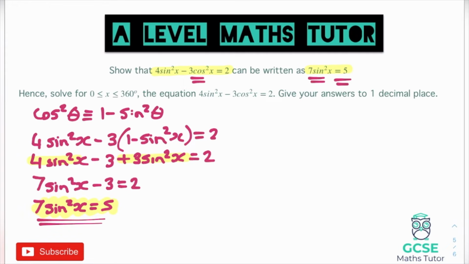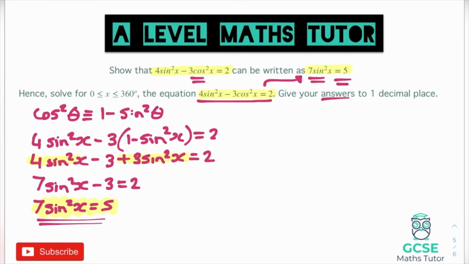Part B here says, hence solve for values between 0 and 360, including 0 and 360, that this equation here is equal to 2. So we're going to solve this equation, and we're going to give our answers to 1 decimal place. So we'll have a look at this and think about how we'll go about answering this. Now, of course, this equation here we have just shown can be written as this equation here.